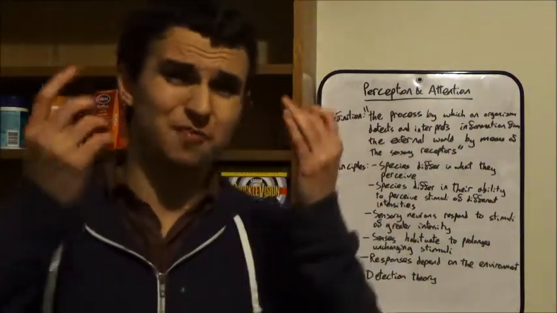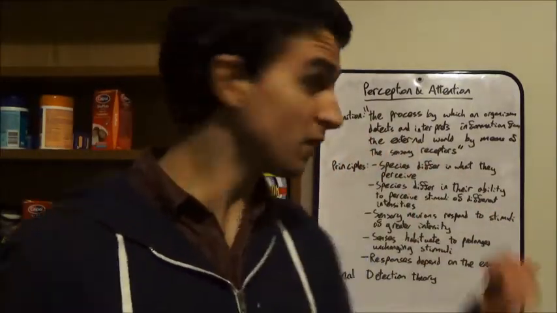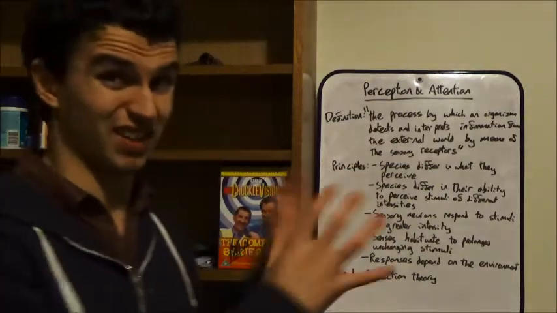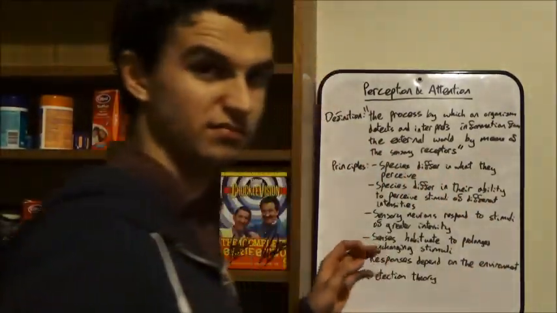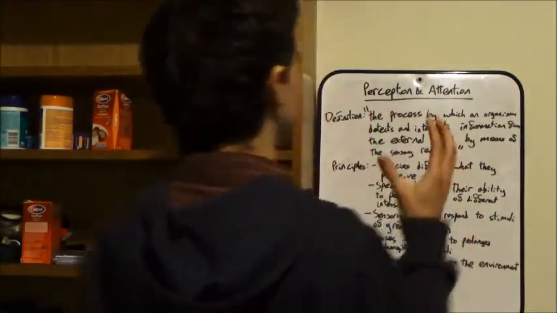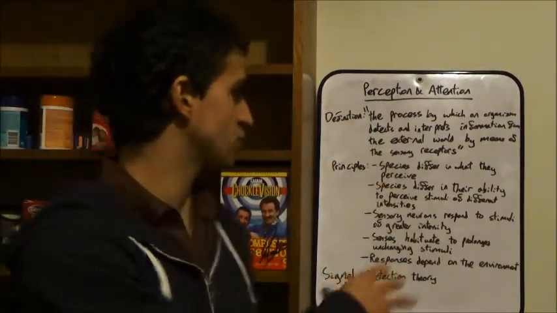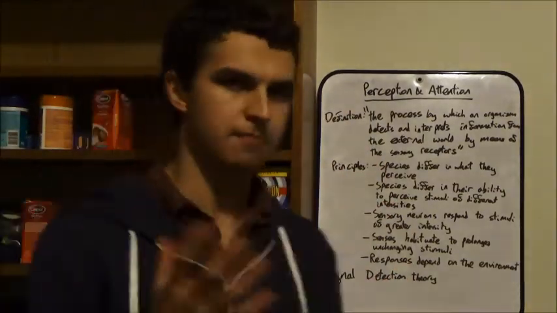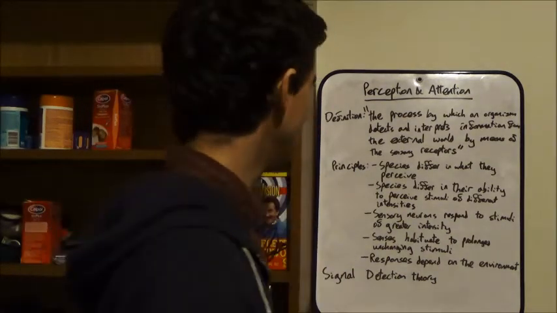First, we need to actually properly define what we mean by perception. And I've written them on the board here. I know there's a lot of words on the board today, I do apologise, but they're not saying that much, if I'm honest with you. So the definition of perception is the process by which an organism detects and interprets information from the external world by means of the sensory receptors. Okay, so that makes sense.